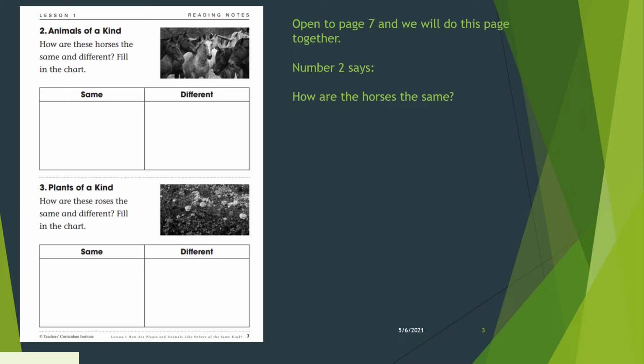Number 2 says, animals of a kind. How are these horses the same and different? Fill in the chart. See, the chart says same, different. So let's start with how the horses are the same. It was in our story in the text too, wasn't it? They have 4 legs. All of them do, right? They have 2 ears. They have manes on the backs of their necks.